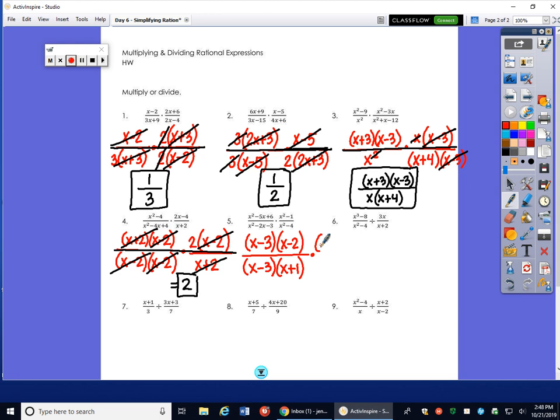Difference of two squares up here is x plus 1 times x minus 1. And then on the bottom, we have a difference of two squares again, x plus 2 and x minus 2. Okay, so since it's multiplication, we're just going to extend that and start canceling. So minus 3 minus 3, minus 2 minus 2, plus 1 plus 1. We're left with x minus 1 divided by x plus 2.